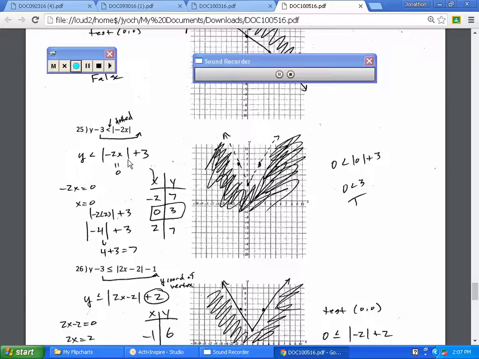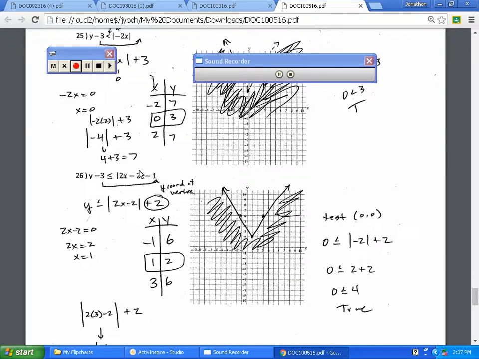Plug 2 in for x right here. You're going to get the absolute value of negative 4, which is a positive 4. Add 3 to that, you get 7. It is a dotted line because there's no equality part. Plug 0, 0 in, folks. You get 0 is less than 3. You shade below. Or outside. You shade outside the V.